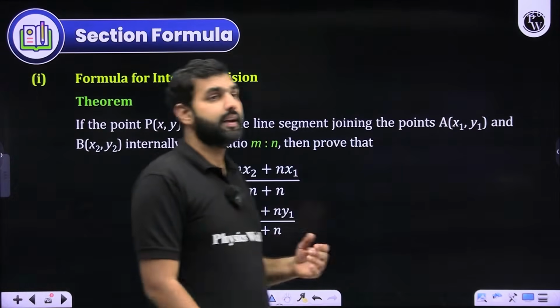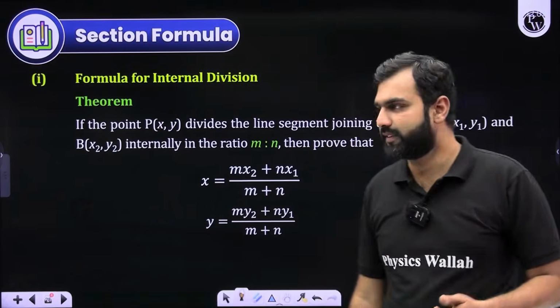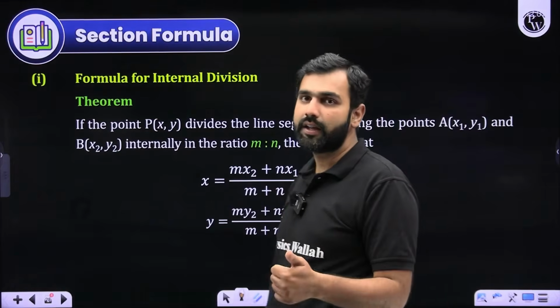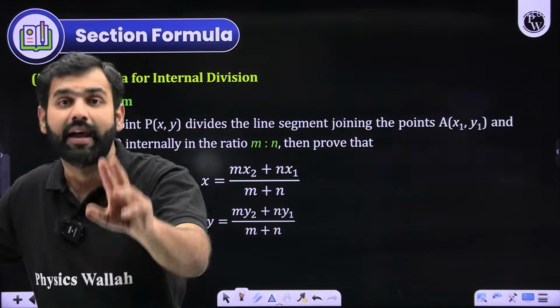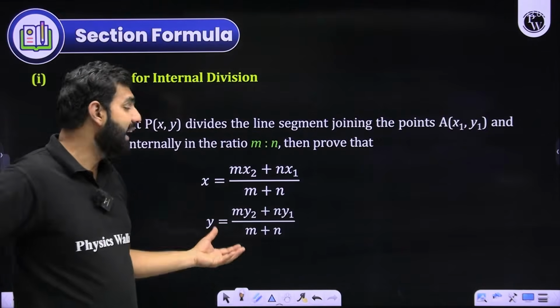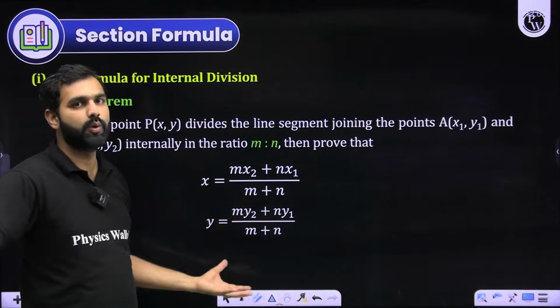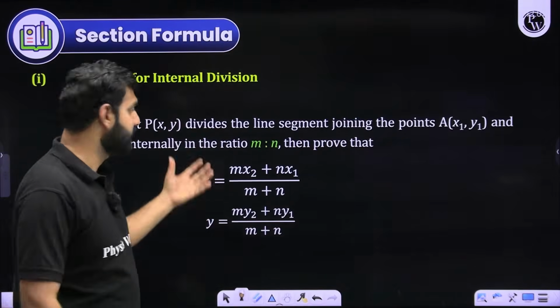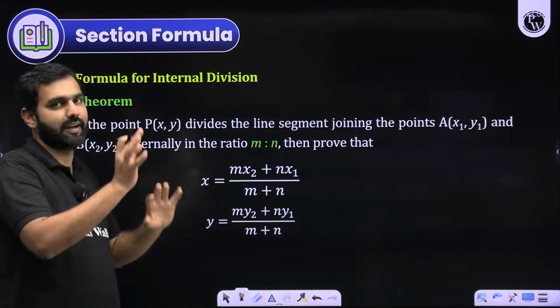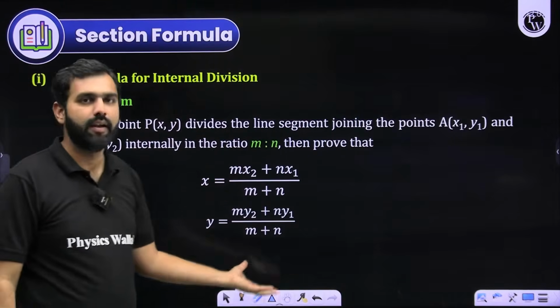Now, there comes another formula, section formula. This is something we have discussed in vectors, specifically in 3D. And there also, I had given you the reference of 2D, of coordinate geometry, that this is nothing but an extension of what we will study in straight lines. So this is exactly what we are seeing right now.